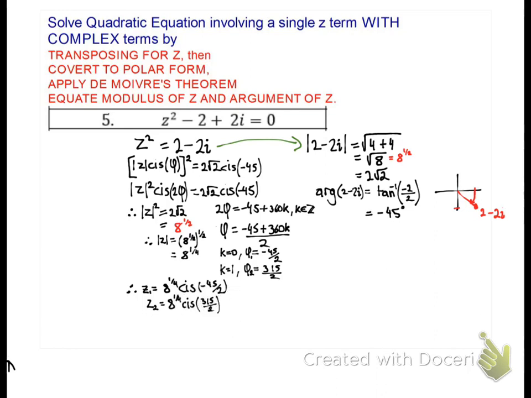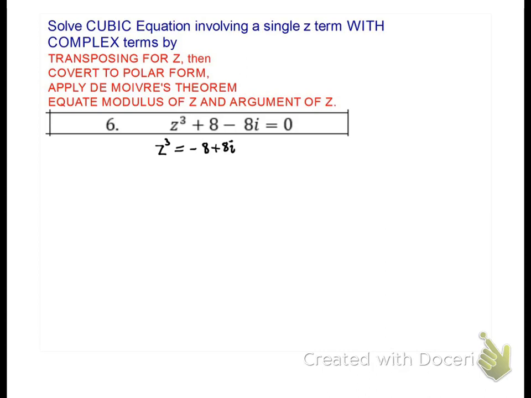And if you're interested to know what's the Cartesian form of these numbers for the solutions, you can evaluate this in a CAS. Okay, fantastic. Let's look at our next one. Number 6. So 6 is now slightly different. This is z to the power of 3.